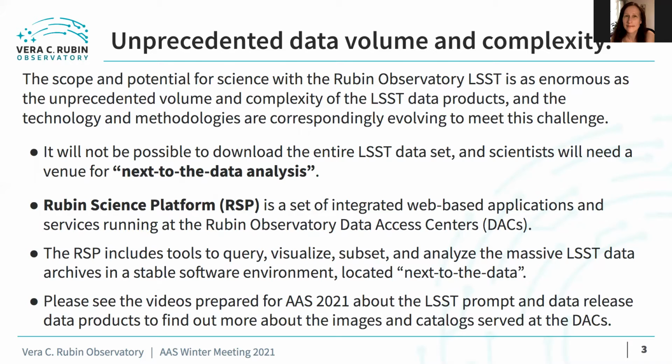The RSP is a set of integrated web-based applications and services running at the Rubin Observatory Data Access Centers, or DACs. The RSP will include tools to query, visualize, subset, and analyze the massive LSST data archives in a stable software environment located next to the data. Please see the other videos in this series created for the AAS 2021 winter meeting for more information about the data products themselves, as we will not cover them in this presentation.